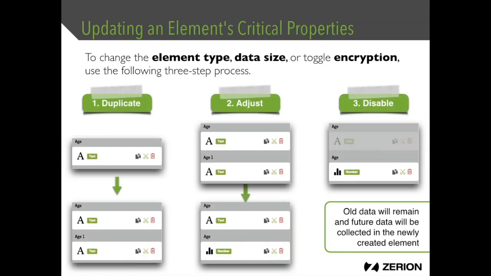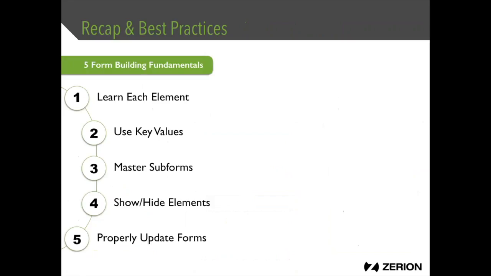Perfect. Now I know we're running out of time a little bit, but what I want to do is go ahead and recap everything I've talked about today. So again, I went over the 5 different form building fundamentals that I want to present to you today, and they are to learn each element, to use key values when you're working with an option list, to master subforms, so you want to learn when you want to best use subforms and how to fully leverage them, be able to show and hide elements when appropriate, and then also when the need to update a form arises, make sure you make those updates properly.